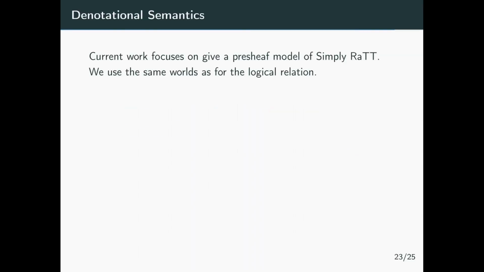Okay, so let's look at ongoing work. Ongoing work at the moment is providing denotational semantics for Simply RaTT. And we really have two reasons for it. It's a step towards having a dependent type theory, which is really the goal of this research, right? We want to have the full RaTT system. And secondly, we want to understand Simply RaTT in a better way, in a rigorous mathematical categorical sense. So what we want to do is give a pre-sheaf model of Simply RaTT.